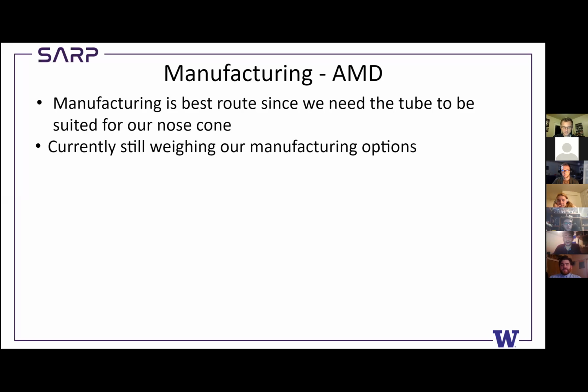All right, and so coming down into manufacturing. It's kind of this big question of whether we want to manufacture the AMD itself or buy it off of a third party. As of now, we believe that manufacturing it ourselves is going to be the best route since we want it to be fitted exactly for our nose cone. And in terms of how we're going to be manufacturing it and the methods to do this, we're still kind of weighing our options on this. And next slide.